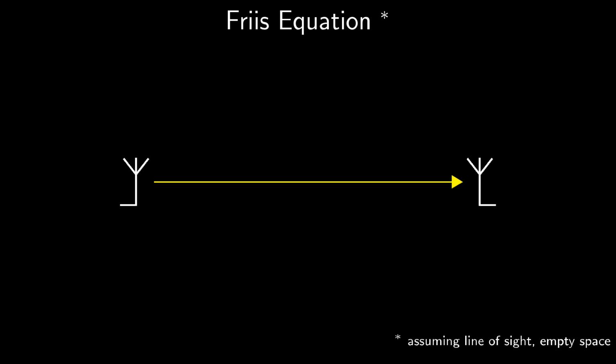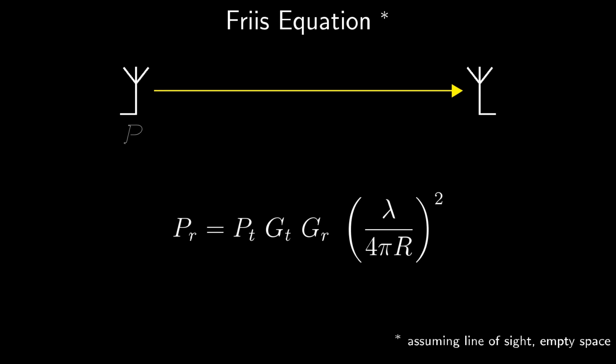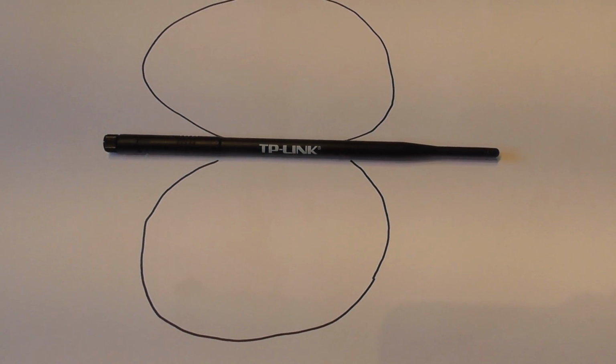This equation can be used to estimate the received signal strength, where lambda is the wavelength, Pt and Pr are signal powers at the transmitter and at the receiver, and Gt and Gr are their respective antenna gains. The antenna gain basically just tells us how much the antenna focuses in the main radiation direction. An ideal isotropic radiator would have a gain of 0 dBi. This typical omnidirectional antenna has a toroidal radiation pattern and a gain of 8 dBi.